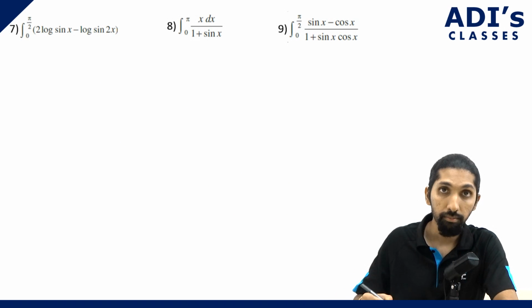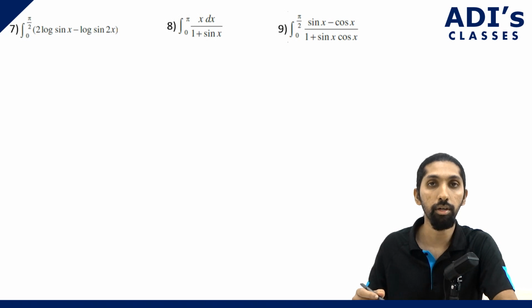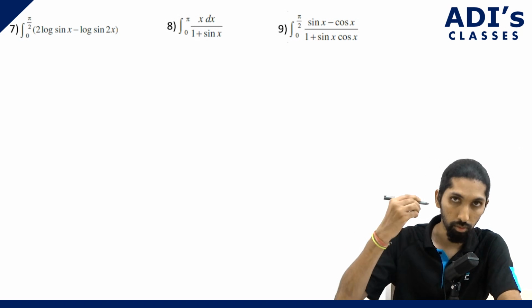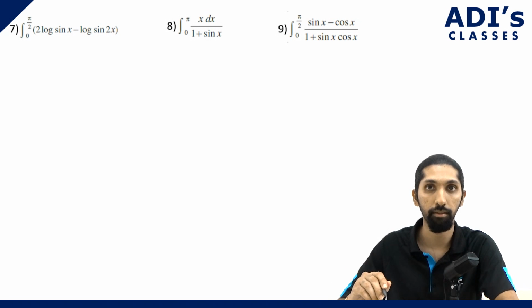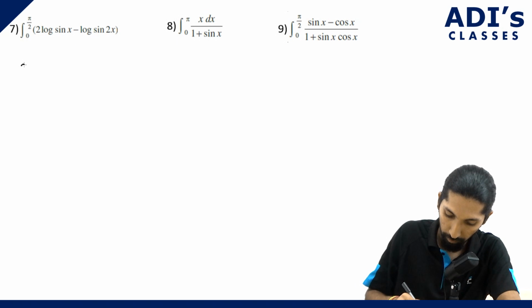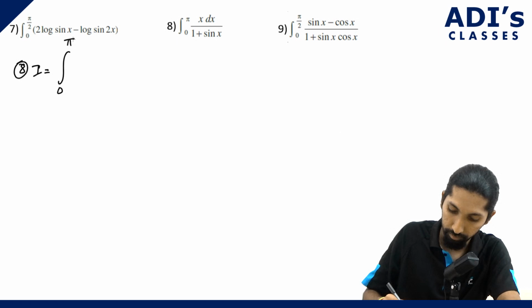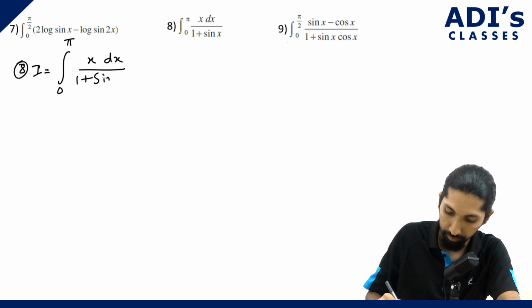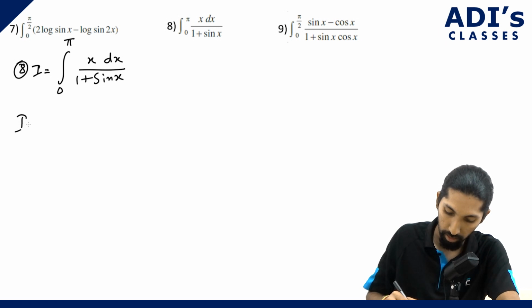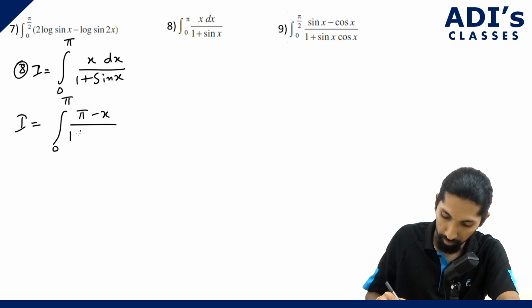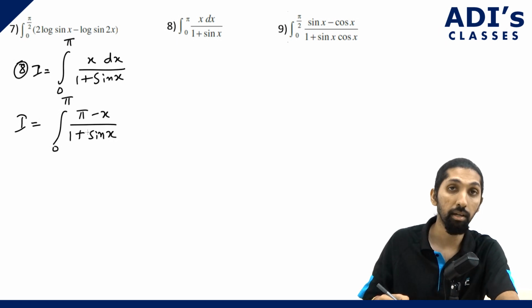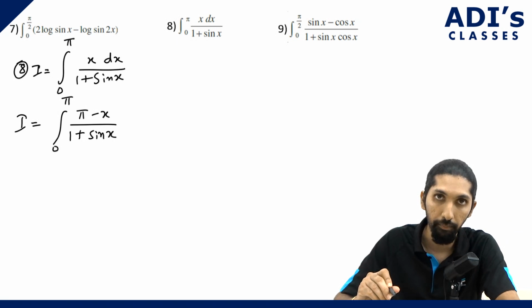See the eighth one? Again, we are going to use 0 to pi, and use that a minus x formula, f of x is equal to f of a minus x. So what we have is I is equal to integral 0 to pi x dx by 1 plus sin x. So I is equal to integral 0 to pi, pi minus x by 1 plus sin x. Remember, sine of pi minus x is sin x, isn't it?